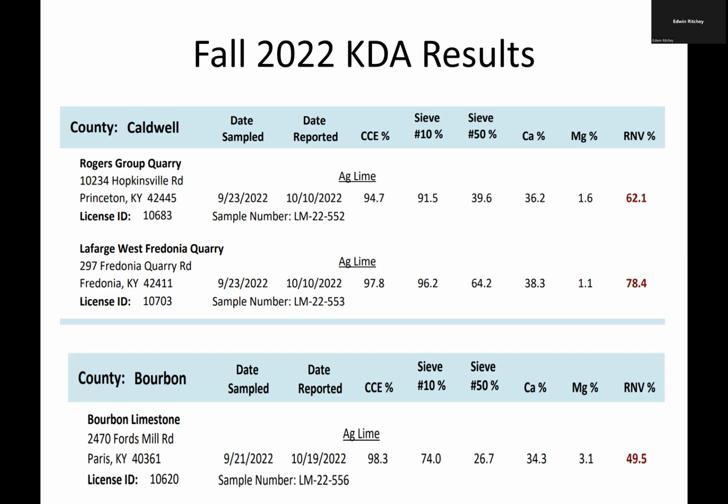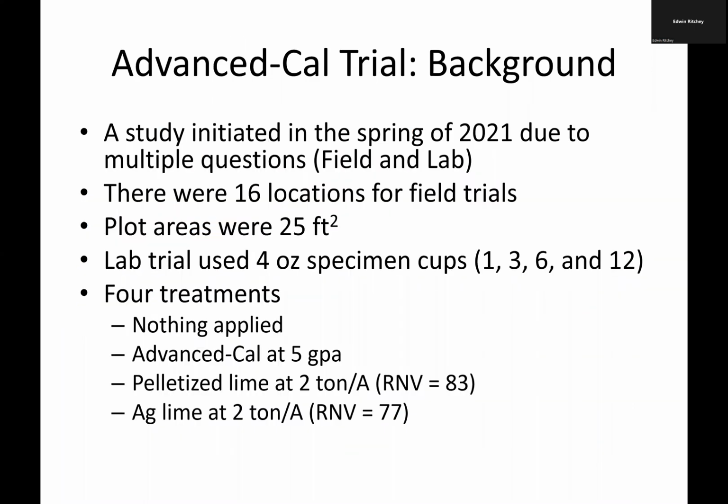So this is something that you can give Philip credit for kind of starting. This was Advanced Cal. They were marketing liquid calcium, but it was calcium chloride. They started as liquid lime, but it was calcium chloride. So we initiated a study, started getting a lot of questions in 2021, and ended up with about 16 locations of field trials. We did it in small plot areas, 25 square foot, a 5x5 area. And then we did a lab trial that used the same treatments.